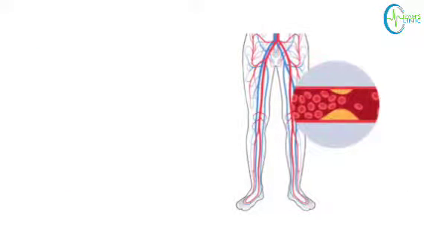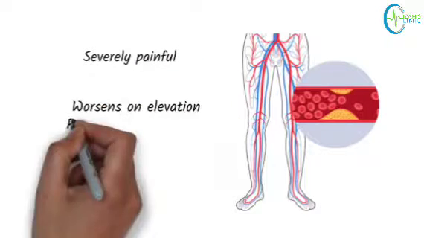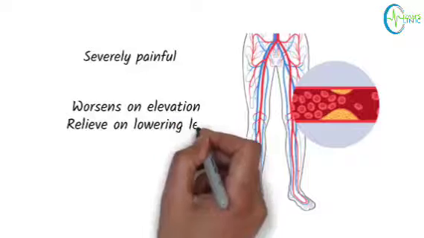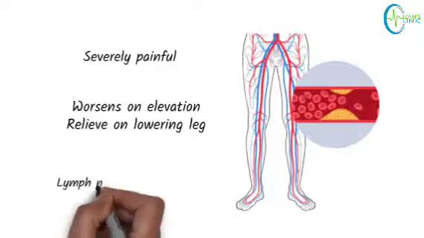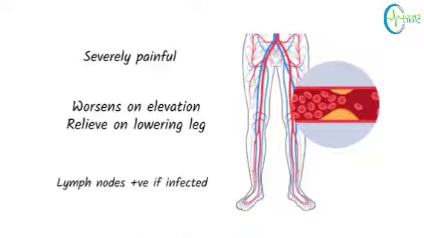Arterial ulcers are severely painful, and the pain worsens when the patient is lying on the bed or when elevating the leg, and it improves with lowering the leg, because gravity improves the blood supply to the leg. Lymph nodes can be palpated if the ulcer is infected.